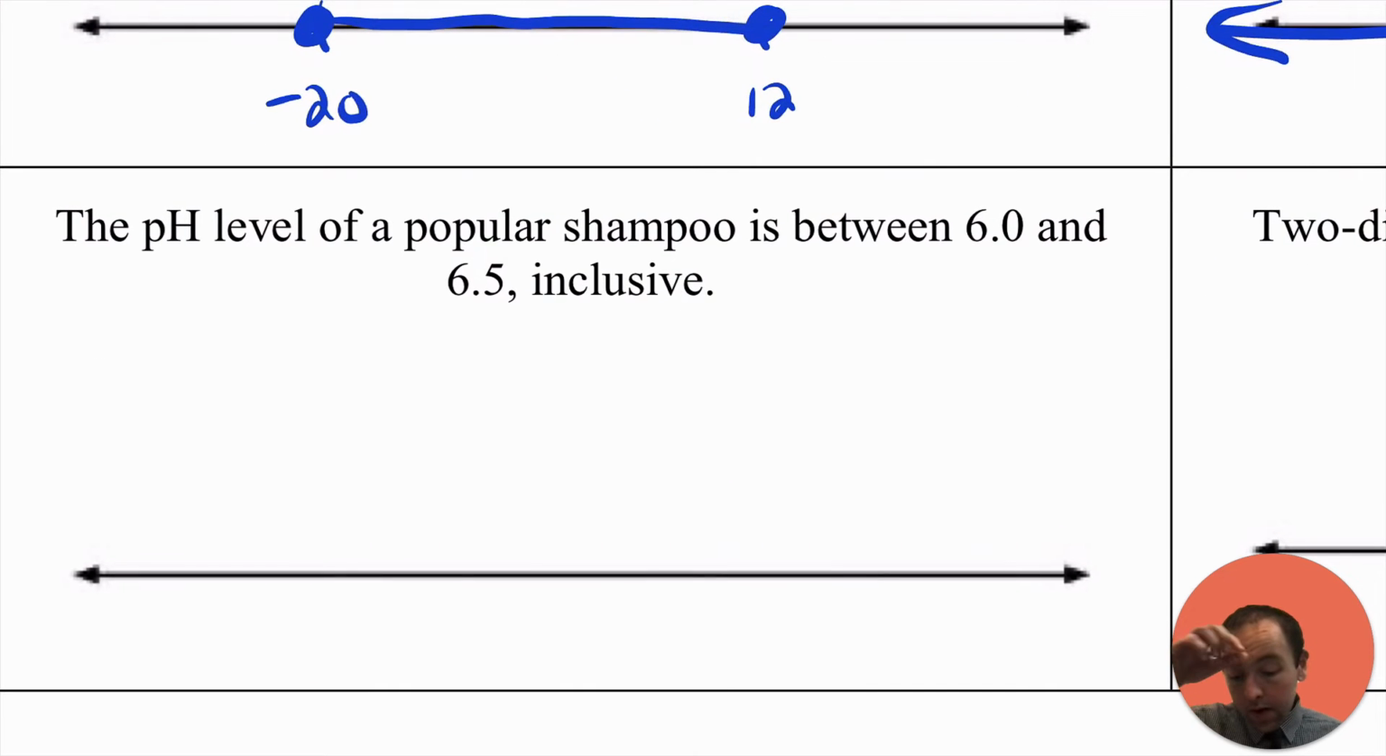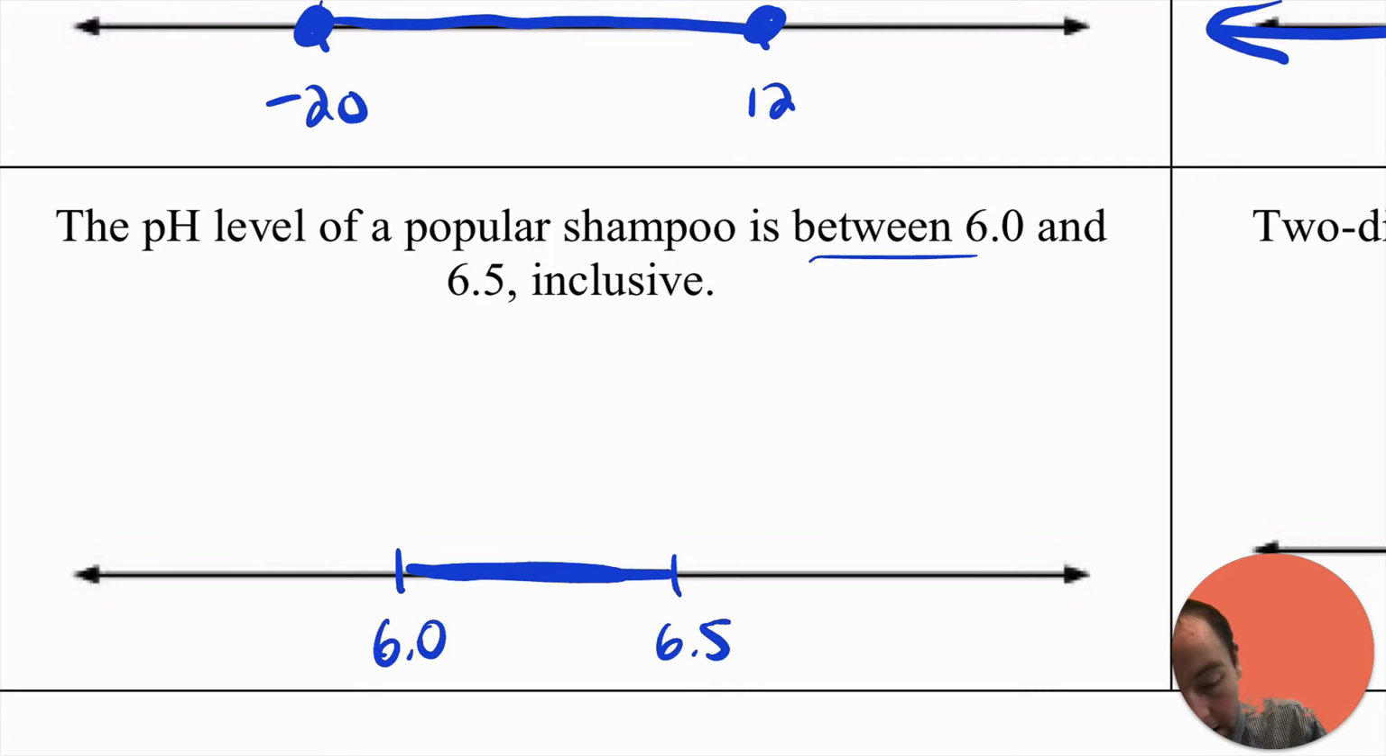This says the pH level of a popular shampoo is between 6 and 6.5 inclusive. So you all know what between means. Between means to be in the middle of, right? So if this is 6.0 for the pH and this is 6.5, then of course you want this. Now, sometimes when you're dealing with betweens, you might also see the word exclusive. So inclusive means to include both of the endpoints.